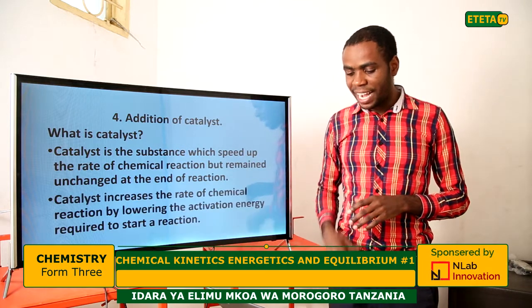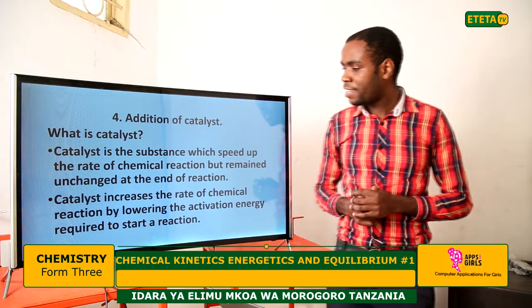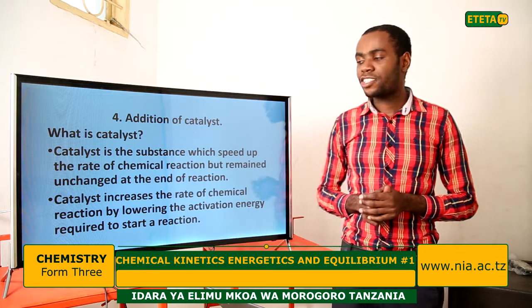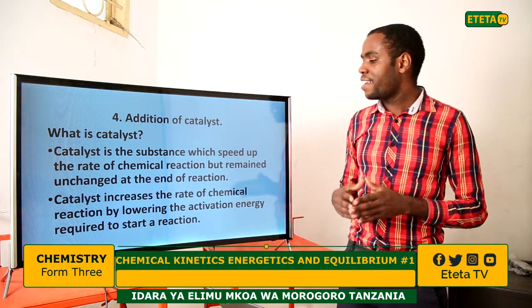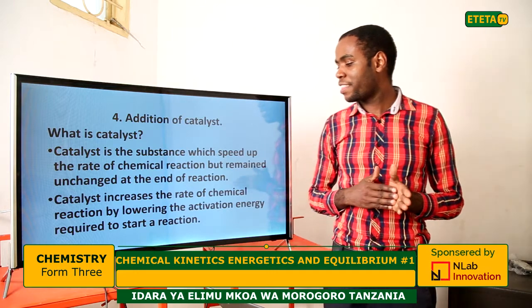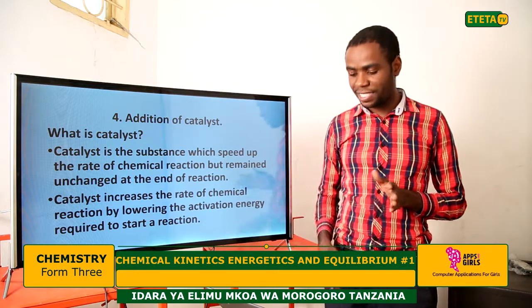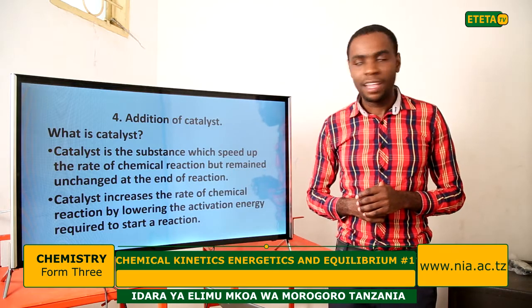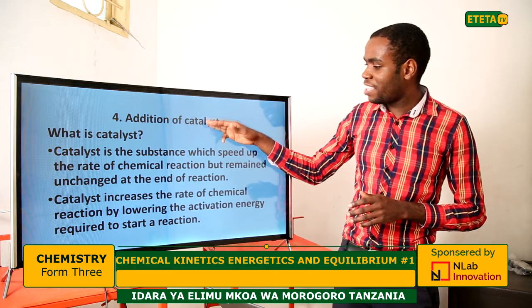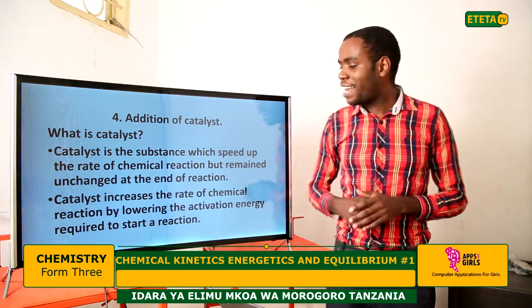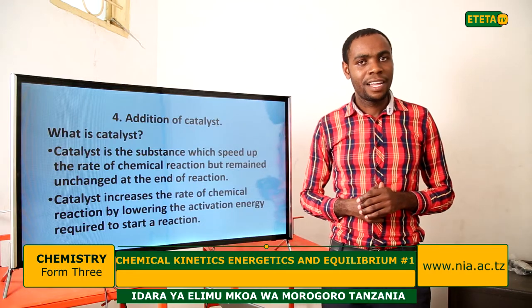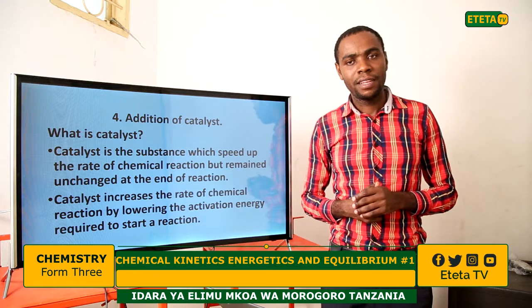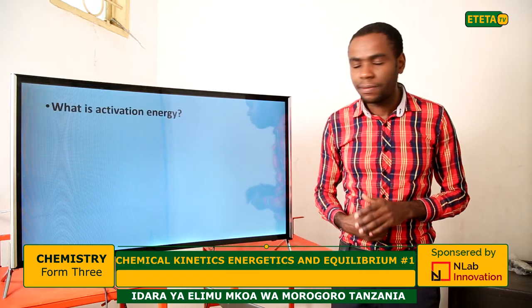Now, catalyst increases the rate of chemical reaction by lowering the activation energy required to start the reaction. So this catalyst here increases the rate of reaction by lowering the activation energy. So what is activation energy, dear students? The function of catalyst here, we have seen, is to lower the activation energy. Can you define activation energy? Can you tell us in short about activation energy? Now, what is activation energy?